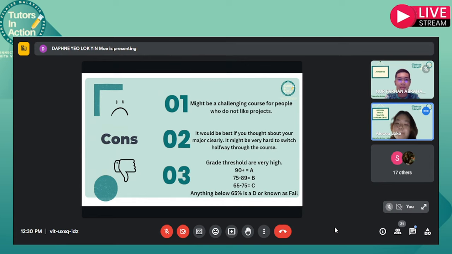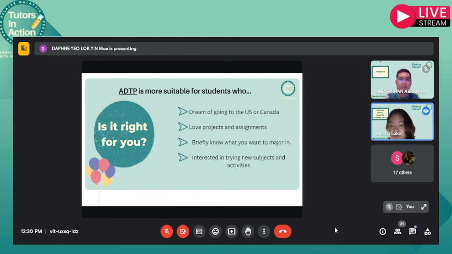So ADTP is more suitable for students who are dreaming of going to the US or Canada, and students who love projects and assignments, and briefly know what you want to major in, so you know what road you want to go. It's also suitable for people who love trying new things and activities every semester, because you get to change every semester. So it is good because you get to experience different things as you're interested in.